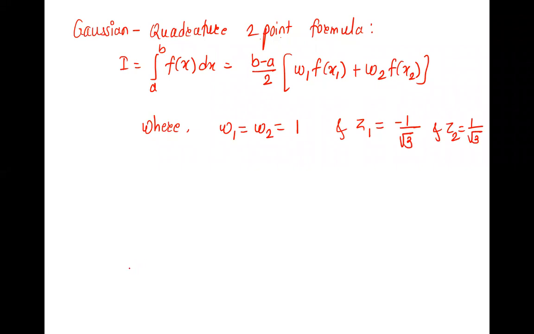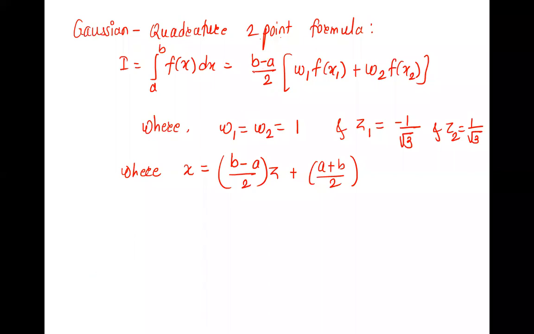w1, w2 is equal to 1. Solving all the equations together, there will be simultaneous equations. Solving them, we'll get the values of w and z. Now you'll ask what is z. Where x is defined as x = ((b minus a)/2) into z plus (a plus b)/2. This is the formula for x.